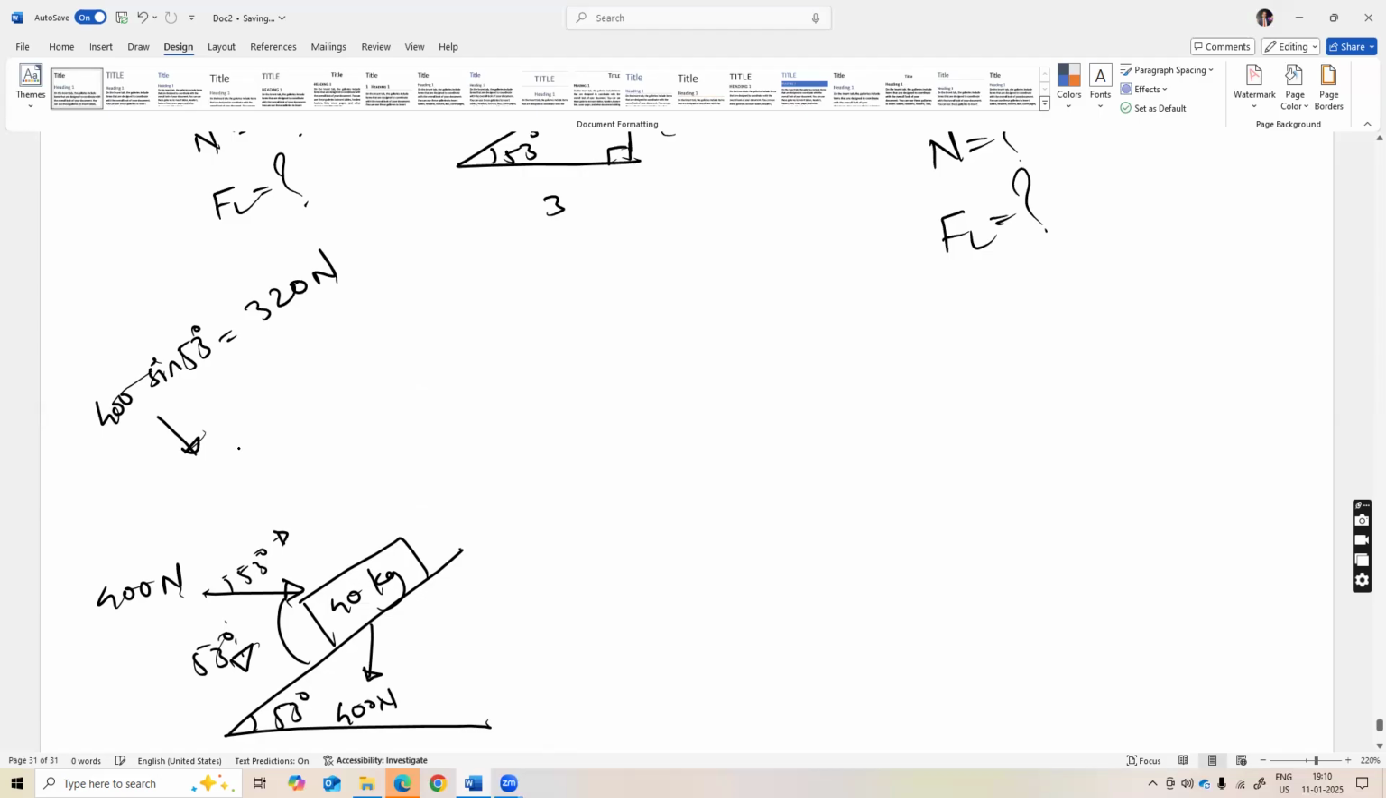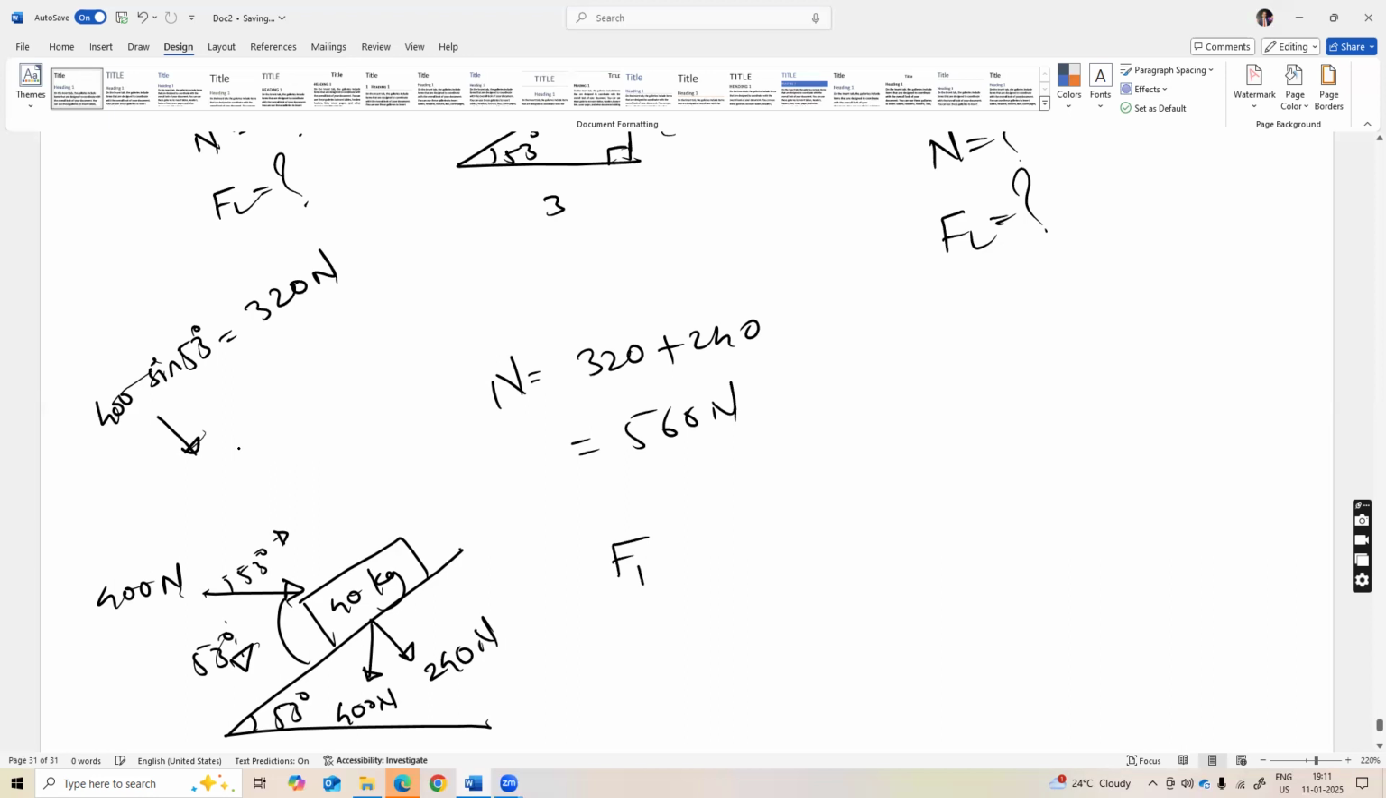So mg cos theta will act. So mg cos theta is mg cos 53, and cos 53 is 0.6. So 0.6 into mg, so it is 0.6 into 400, which is 240 Newton, will act like this. So normal reaction will be 320 plus 240. It will be 560 Newton.